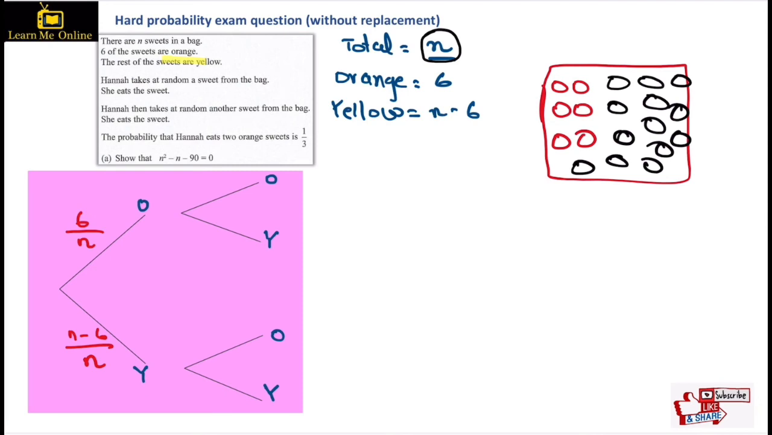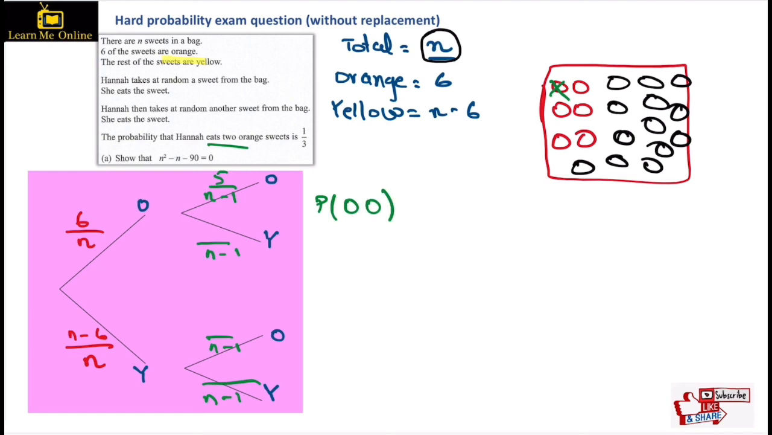This says to find the probability of the 2 orange sweets. Now, if I assume that the first one chosen is orange, then 1 is reduced. Before, the total was 6. Now it's going to be 5. And we do 1 less than n, so it would be n minus 1. It's a question of without replacement, because she eats the sweets, so of course the total would reduce. So the probability that Hannah eats 2 orange sweets is the probability of orange and orange.